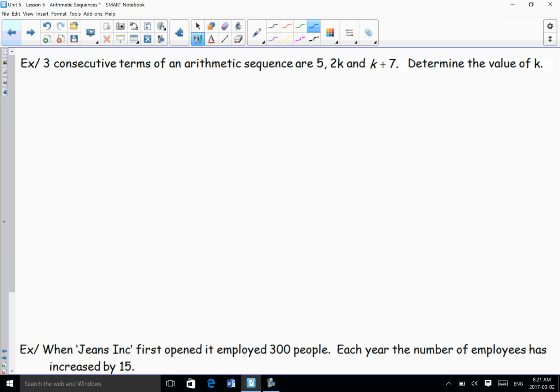Okay, more problem solving. 3 consecutive terms of an arithmetic sequence are 5, 2k, and k plus 7. Determine the value of k. So I need to do a little thinking here, but what does the definition of an arithmetic sequence mean? It really means that there's a constant difference between any consecutive terms. So really, the difference between 2k and 5, in other words, 2k minus 5, should equal the difference between k plus 7 and 2k. Think of this as u number 2 minus u1. And that should equal u number 3 minus u2, right? It's a constant difference all the time.